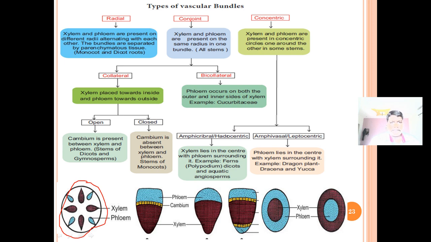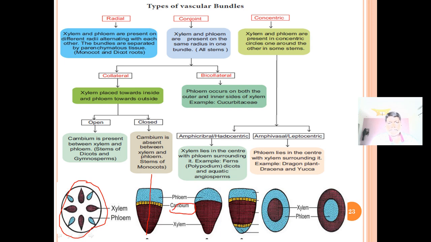Then conjoint. In conjoint, xylem and phloem are present on the same radius. Then collateral and bicollateral. If you take a collateral vascular bundle, there are two types, open and closed. Here this is an open vascular bundle. Why do we call it open? Due to the presence of cambium.